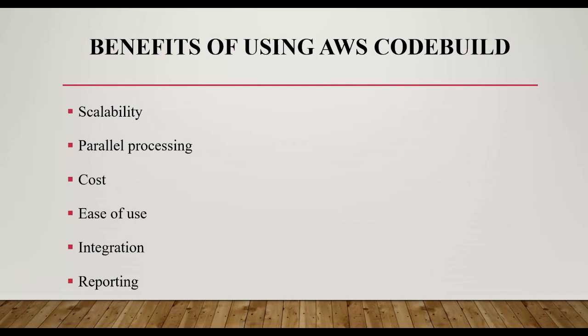Ease of use: you can get started quickly with pre-packaged build environments or use your own custom build environments. Integrations: CodeBuild integrates with open source tools like Jenkins and Spinnaker. The next is reporting: CodeBuild creates reports for unit, functional, or integration tests. And to use AWS CodeBuild, you specify the location of your source code, choose your build settings, and CodeBuild runs the build script to compile, test, and package your code. So these are the benefits and how to use it.